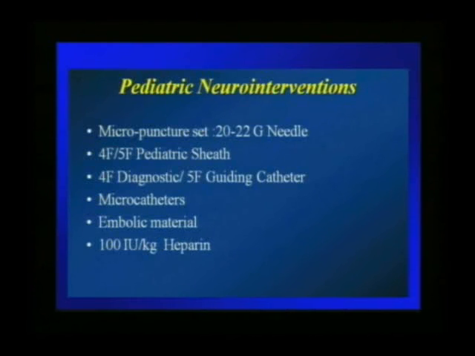So how do we get in? Mostly we use 5 French sheaths and micropuncture sets to get into small kids' femoral arteries. We use 4 French diagnostic catheters and 5 French guiding catheters when we treat. The microcatheters and the micro-wires remain exactly the same, and we use heparin at 100 units per kg.